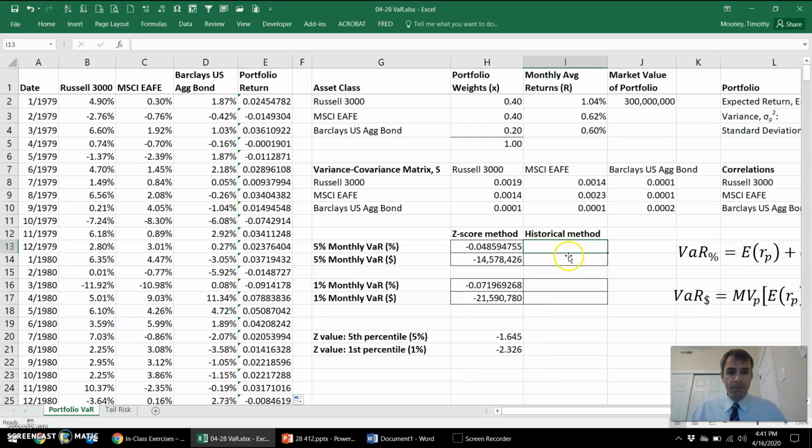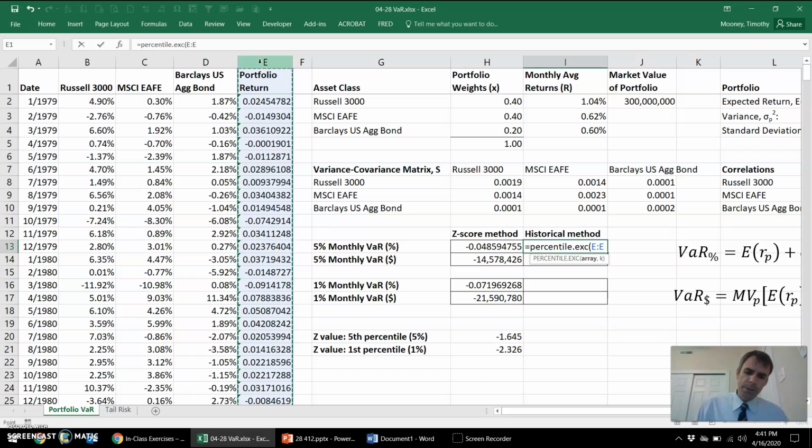To find value at risk based on these historical actual portfolio returns, assuming these are the weights we had going back historically, we would just find the 5th percentile for the 5% monthly VaR. So we can use the PERCENTILE function. Exclusive or inclusive should give us very similar results since we've got a big historical sample of returns. The first argument is the historical returns. The second argument is the percentile. This is the 5% monthly VaR.